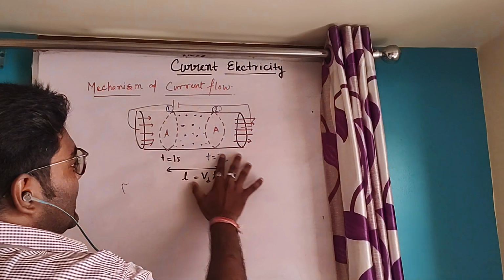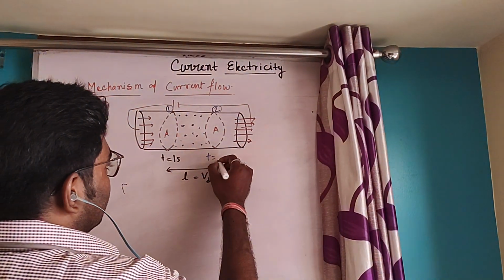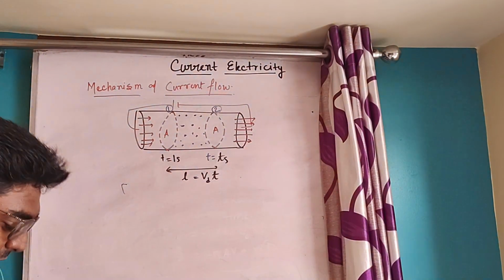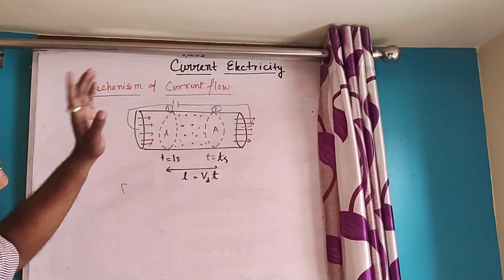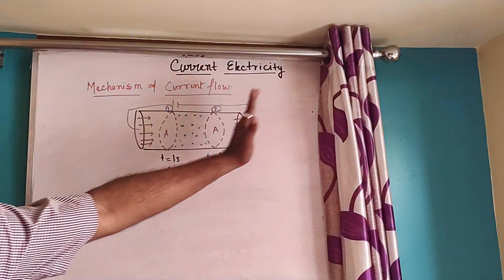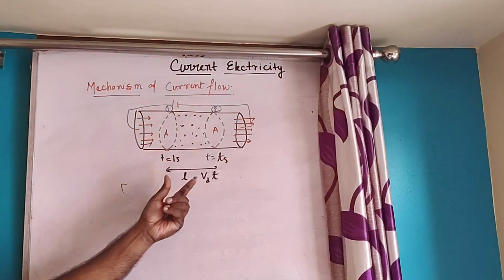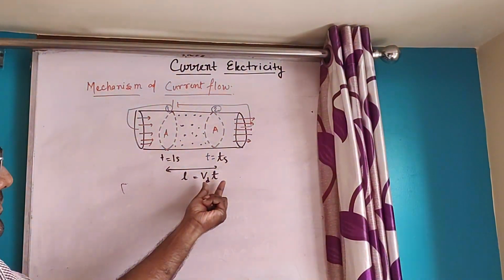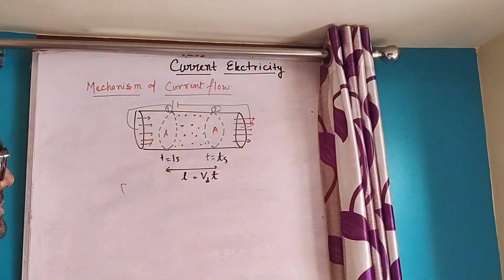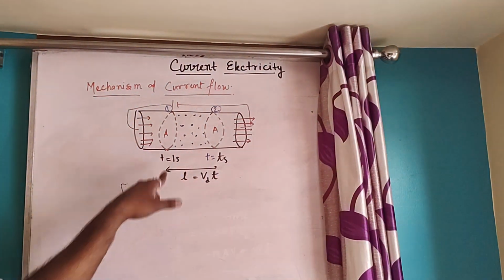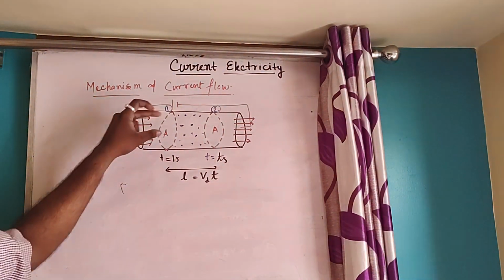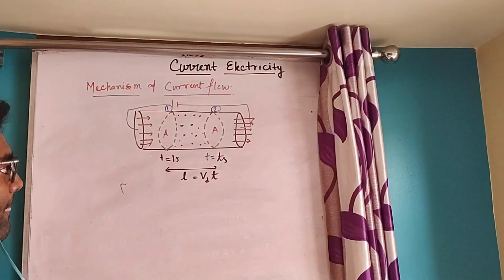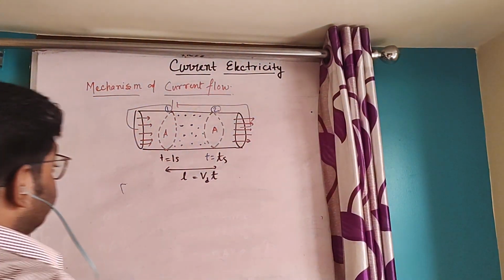Now suppose this is at t second. At the first second, the number of electrons getting inside, then at the t second, these electrons will move outside. So this L will become drift velocity into time. Can we say that Vd is the drift velocity, that is, the electron having that amount of velocity?